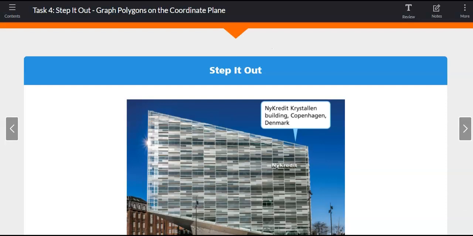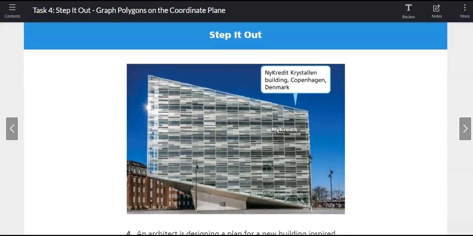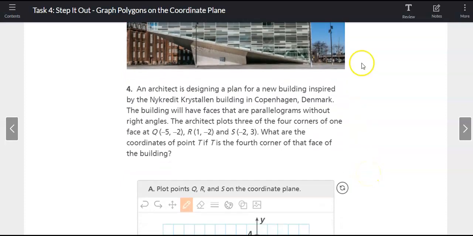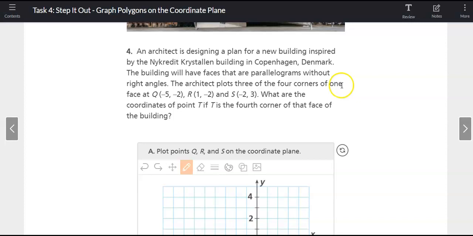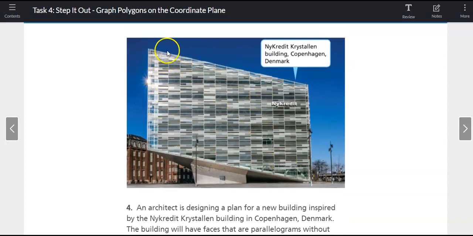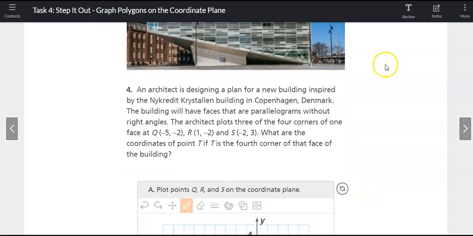Okay, we're on our last task for this lesson. This is a building in Copenhagen, Denmark. An architect is designing a plan for a new building inspired by the Crystalline building in Copenhagen, Denmark. The building will have faces that are parallelograms. So if you look right here, parallelogram. It's like a box that's kind of squished to its side. Okay, we got that. Without right angles. The parallelogram does not have right angles.